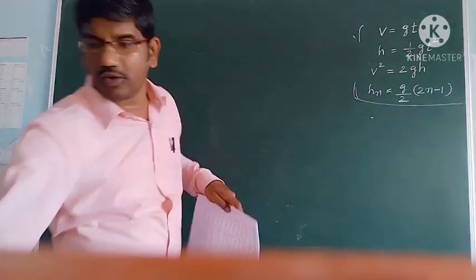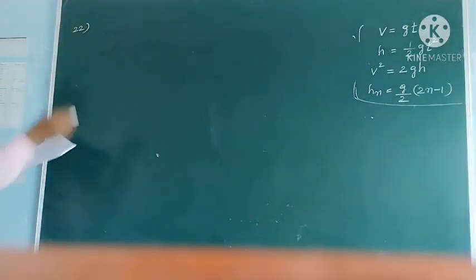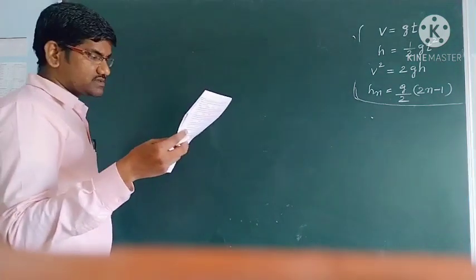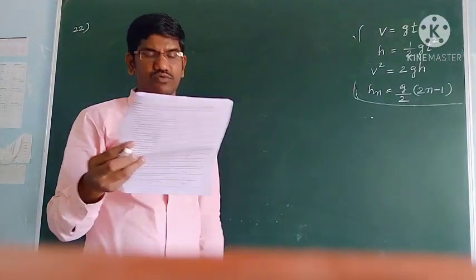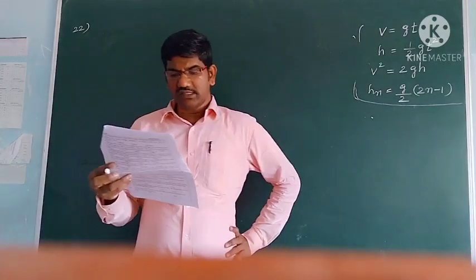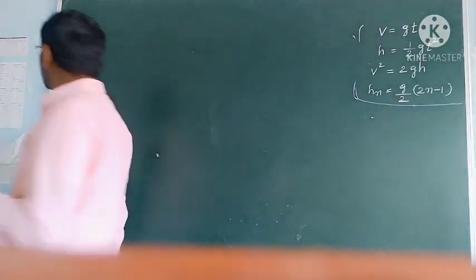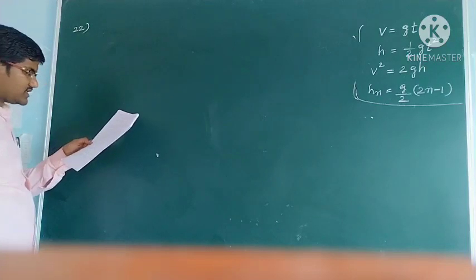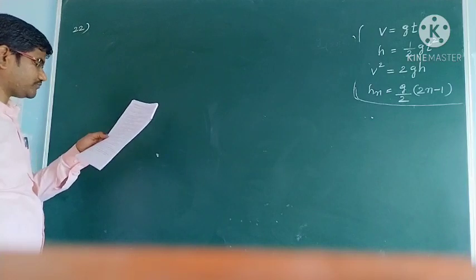Now we can do 22. So problem number 22 we can solve now. A body is allowed to fall from a height of 100 meters. After 2 seconds, acceleration due to gravity ceases. So the question is, students, a body is allowed to fall from a height of 100 meters. After 2 seconds, acceleration due to gravity vanishes. They are asking the total time of its fall.